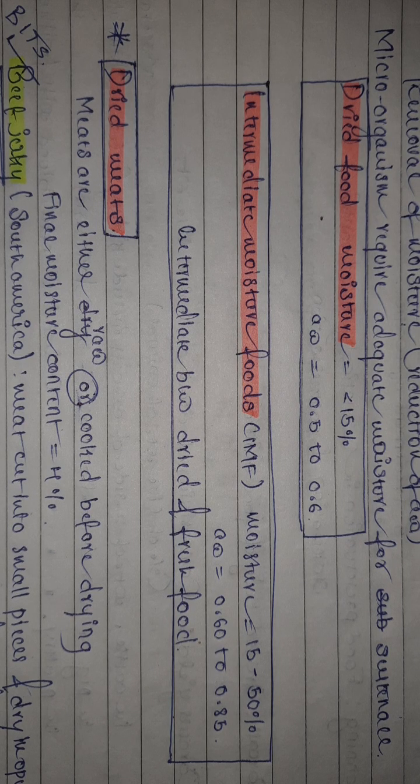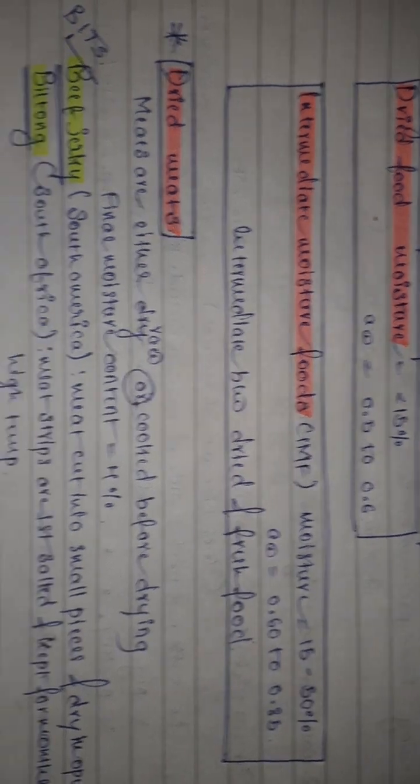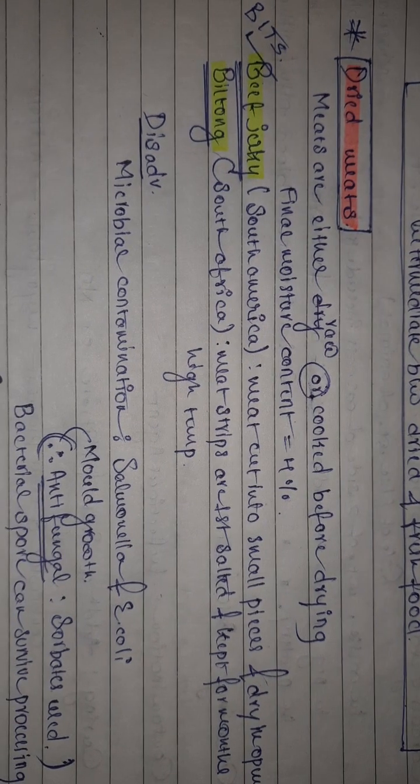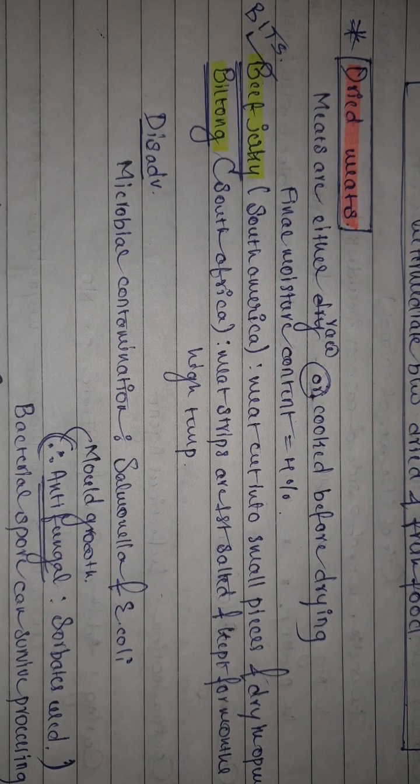Then talking about each and every dried food or dried meat. Now the meat is either raw or cooked before drying. Either they will be slaughtered and the meat will be raw itself, or they will be cooked. Another layer of protection, that is cooking before drying, can also be done. The final moisture content after drying of that meat will be 4%.